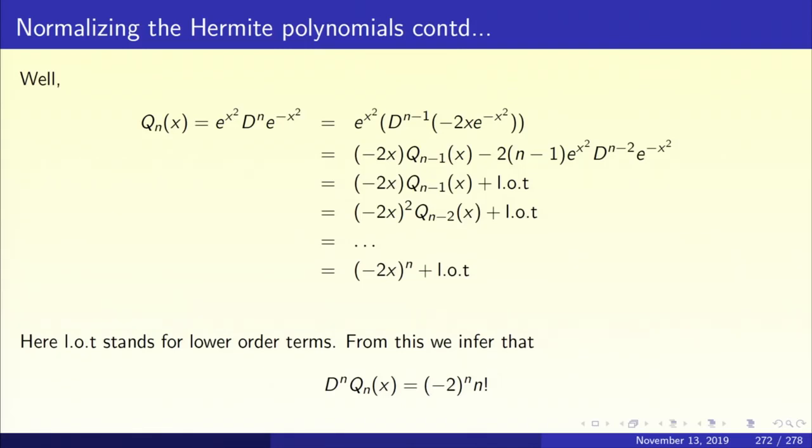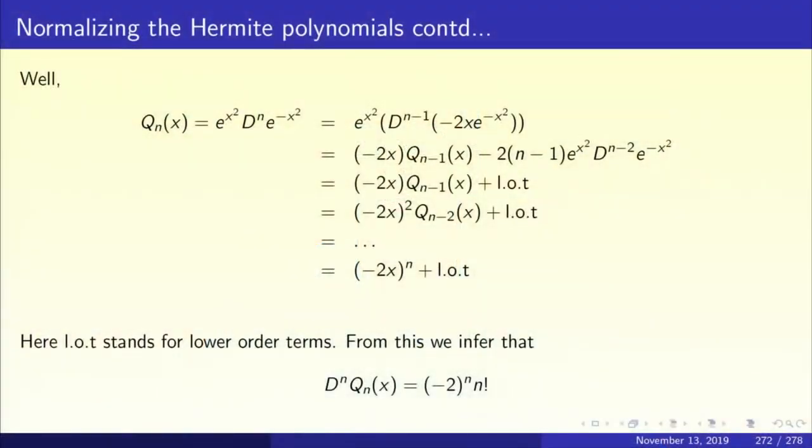I applied the Leibniz rule for the kth derivative of a product of two functions. The binomial coefficients come in. Now, look at the second term. The second term has now been written as lower order terms. So, it is minus 2x times q(n minus 1)(x) plus lower order terms.